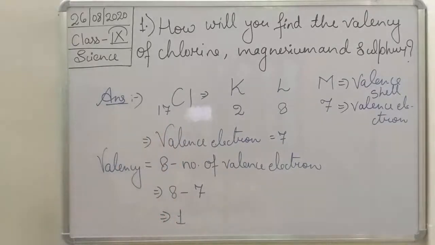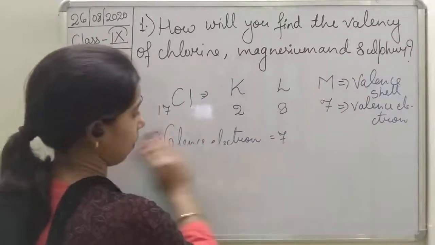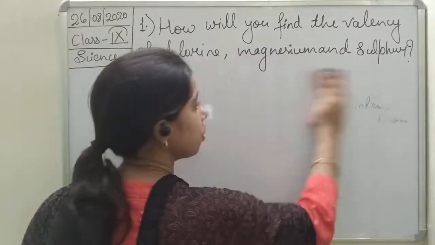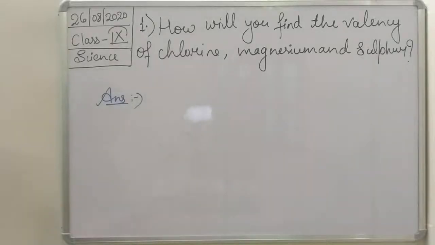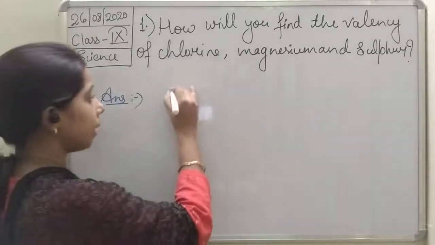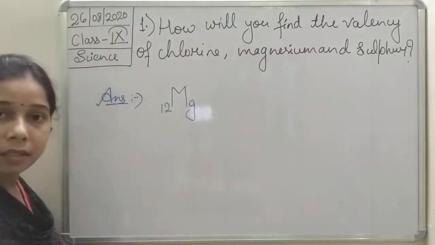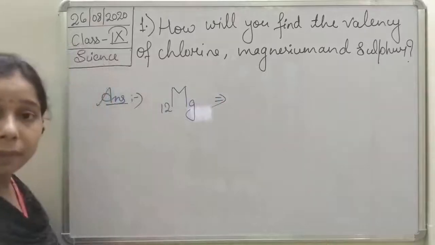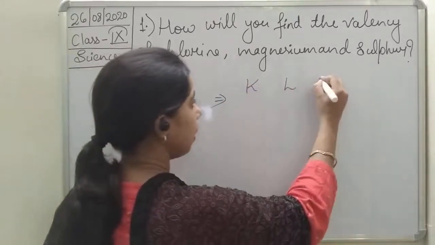Now we will find that of magnesium. So you see, student, in case of magnesium, the atomic number of magnesium is 12. Right? Atomic number is 12. So what will be the electronic configuration? It will be K, L, M.